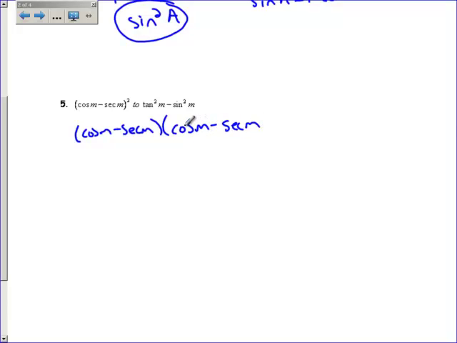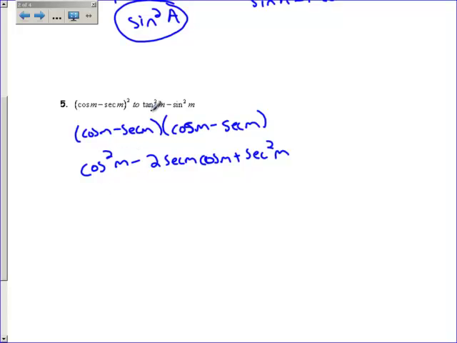We can't just multiply the first times the first and the last times the last. We have to FOIL this, double distribute, whatever. So we're going to get cosine squared m minus 2 secant m cosine m plus secant squared of m. So we did first times first, outer times outer, inner times inner, and last times last.